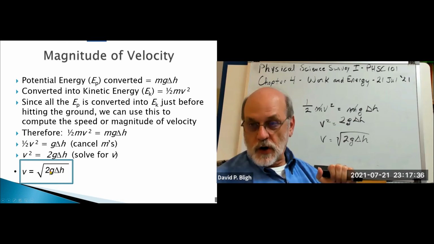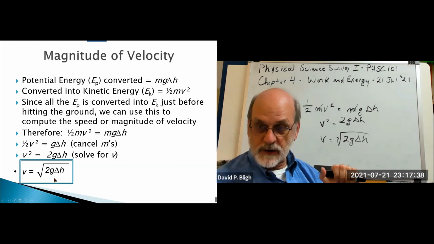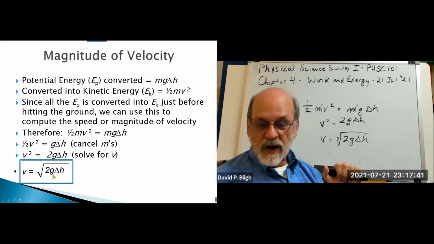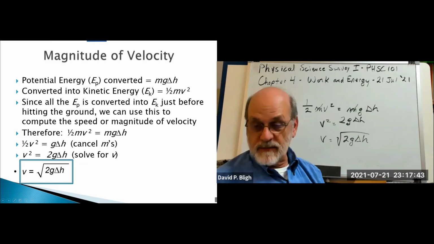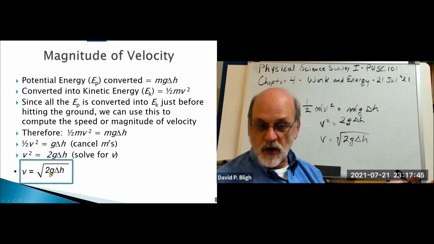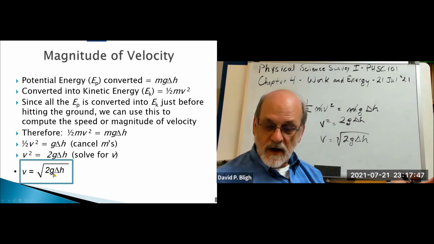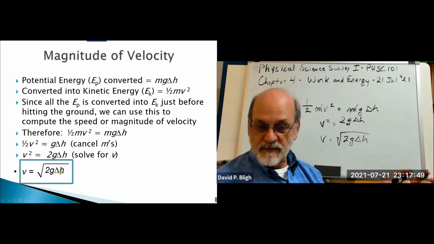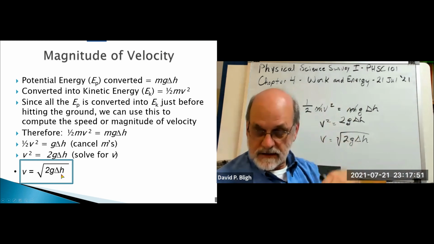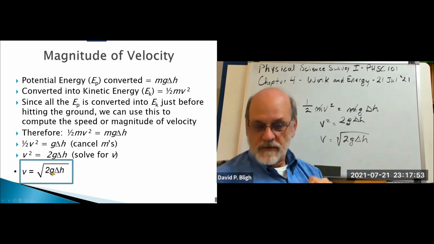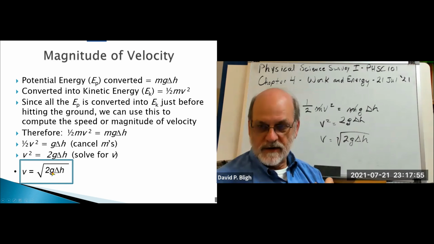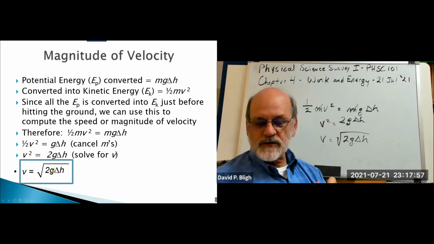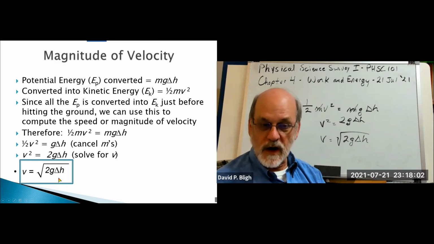Now this is good for Earth because we know that g is 9.8 meters per second squared. But on some other heavenly body like the moon, if we know what g is on the moon, we can calculate its velocity based on the change in height. Right? So this formula is not restricted to the Earth. It's only restricted to the Earth if we assume that g is 9.8 meters per second squared.